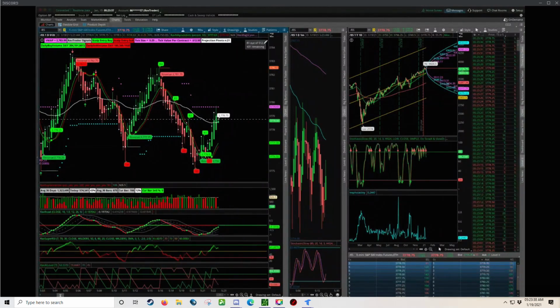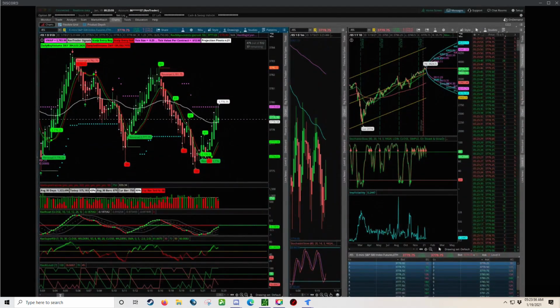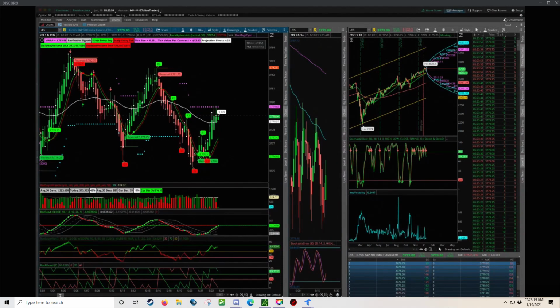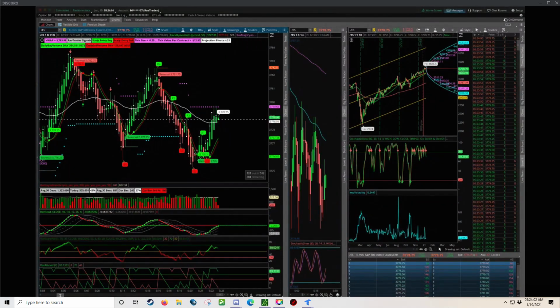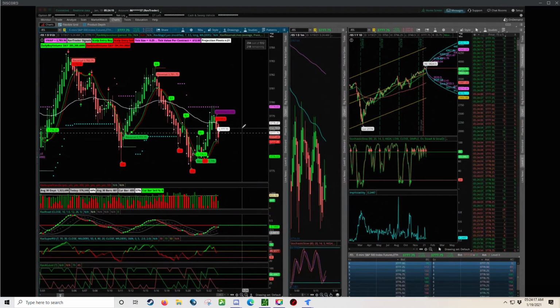Okay, now a lot of you guys say, how do you move this box? So to move this box from the top to the bottom, you're going to come down here next to your zoom tab. Okay, there's the expansion settings. You're going to click on that box, change right expansion. Okay, counter location, top to bottom. And you just click apply, and then that thing will move down here to the bottom. Okay, same thing. Expansion settings, bottom to top, apply here. Okay, perfect.